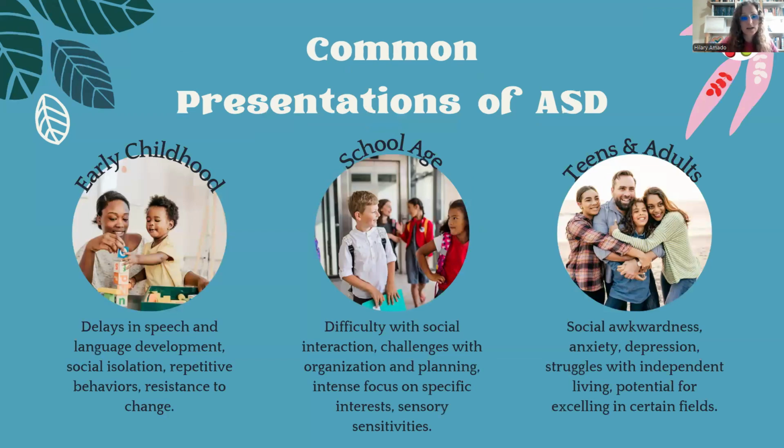Common presentations of ASD in early childhood: you're going to see delays in speech and language development, social isolation, repetitive behaviors, and resistance to change. For a school-age child, you might see difficulty with social interaction, challenges with organization and planning, an intense focus on specific interests or sensory sensitivities. When the individual is a teen or adult, you might see social awkwardness, anxiety, depression, struggles with independent living, potential for excelling in certain fields as well.